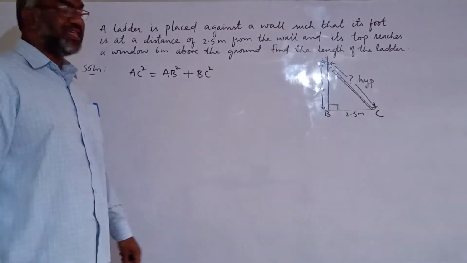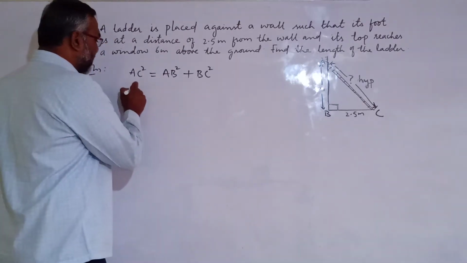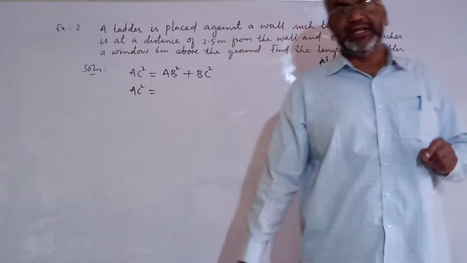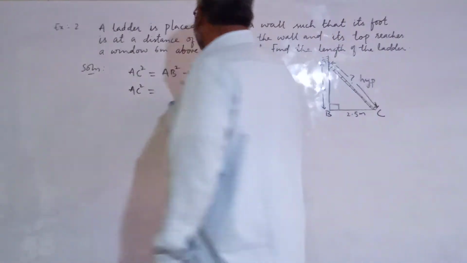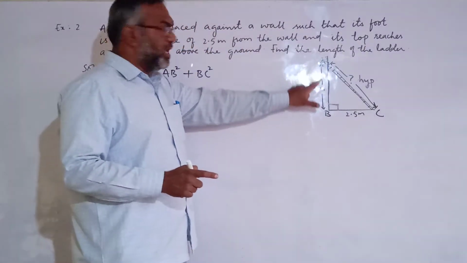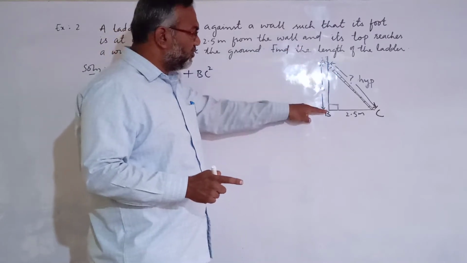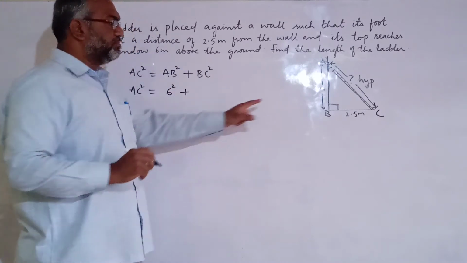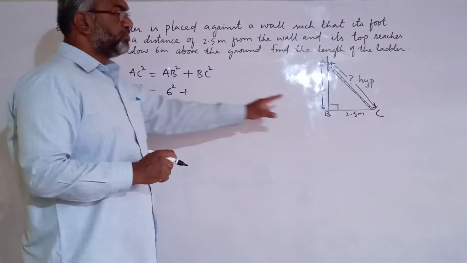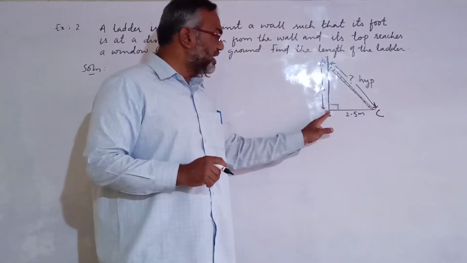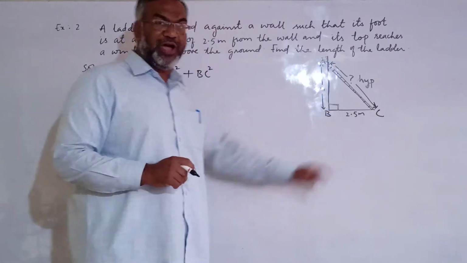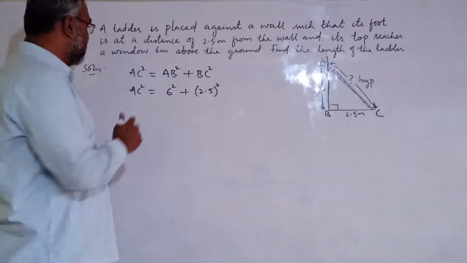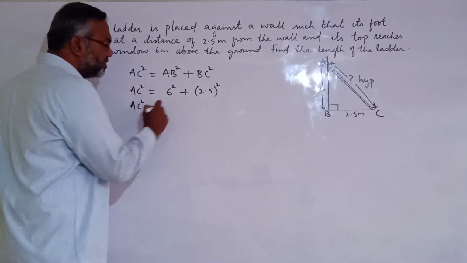Now AC, what is AC here? AC we have to find. We don't know. It is the length of the ladder. What about AB? AB is given. AB is the distance of the window from the ground, that is 6 meters. So 6 square plus BC square. BC is the distance between the foot of the ladder and the wall, that is 2.5. That is also given. So 2.5 square. Now AC square is equal to 6 square plus 2.5 square.